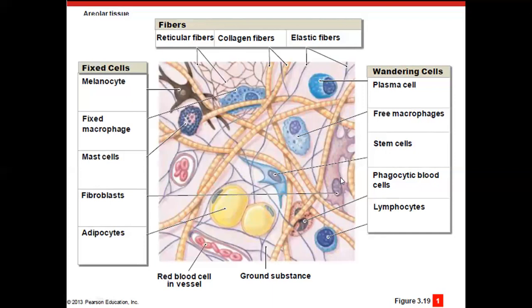Fibroblasts are these cells here that kind of look like a starburst. I'll show you them again later. But these fibroblasts have a nucleus. The cell is pretty big and it branches. These are the cells that produce these fibers. So this is areolar connective tissue.